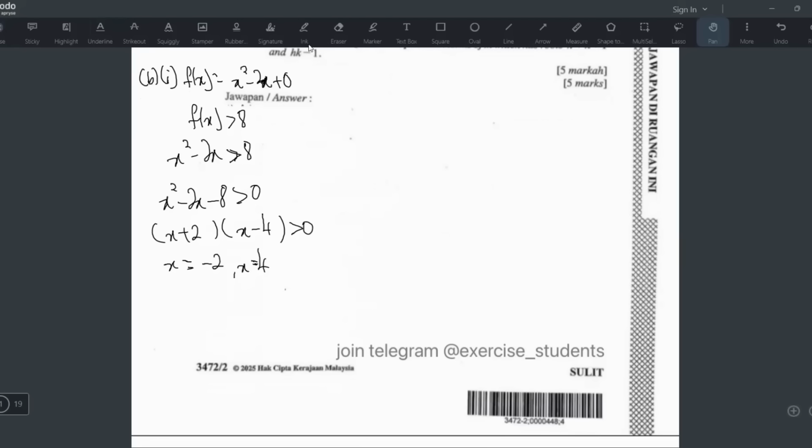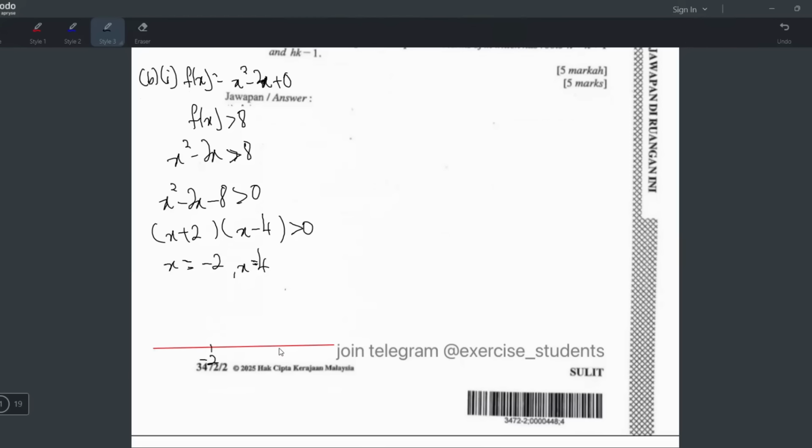Okay, so what's the number line method? You draw a number line. First you draw a line, and then you label some numbers here, and you will label the solutions for x, negative 2 and 4. So the small number you write here, the big number you write here, right?